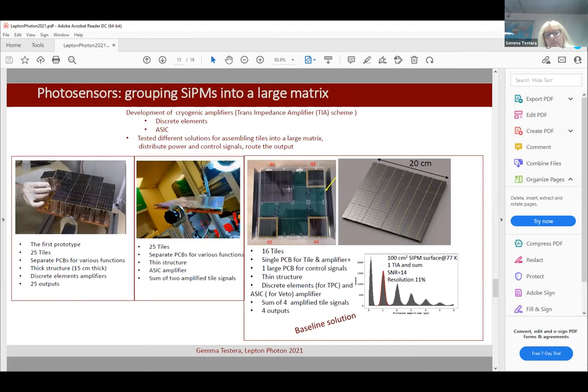You see here three examples of different ways to assemble the objects mechanically. The last one is our baseline solution, in which we have a very thin object collecting 16 tiles, and we read this by summing the signal of 4 tiles. You see here an example of the signal to noise ratio in the photoelectron spectrum that we have measured. I want to underline that this is a 100 square centimeter object read as a single channel. So I think it's quite a big sensor.